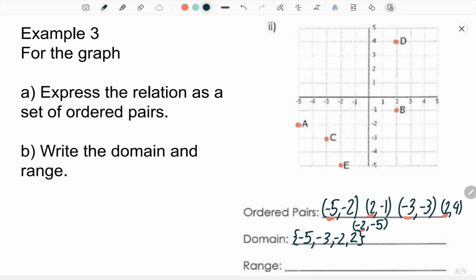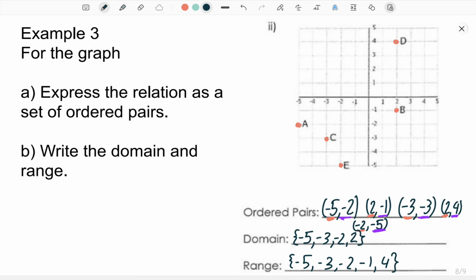For the range, we have -2, -1, -3, 4, and -5. So let's write that down again in ascending order. So starting with the smallest, so -5, -3, -2, -1, 4. And there's our range.